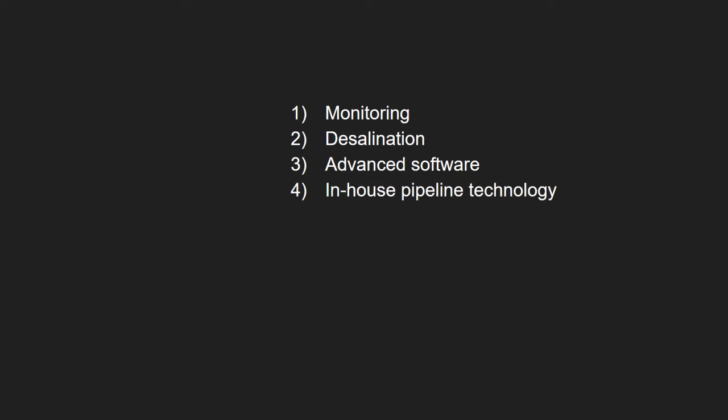So I've come up with a sort of four-stage approach to deal with this. The first is monitoring, the second is desalination, the third is advanced software, and the fourth is in-house pipeline technology. Now, all of these four stages are necessary, but doing them all at once could result in bankruptcy or entrepreneurial burnout. So I would start with building the monitoring system.